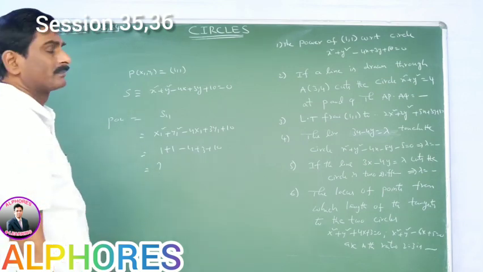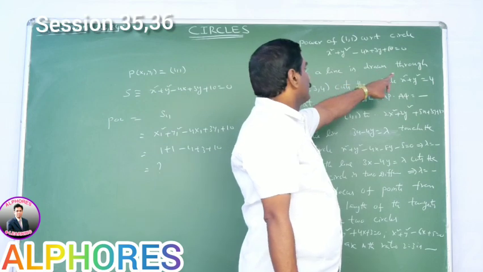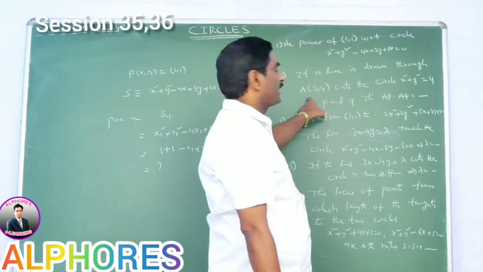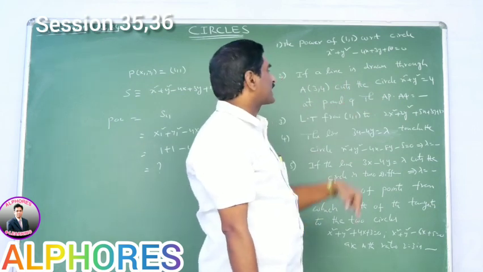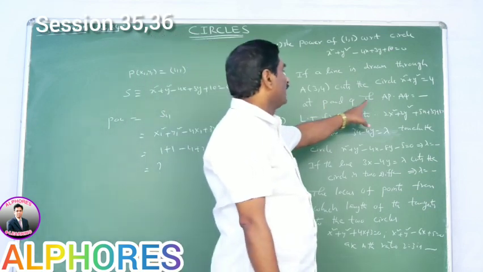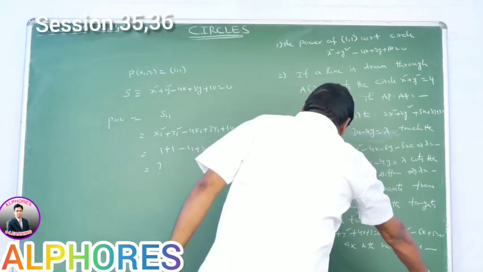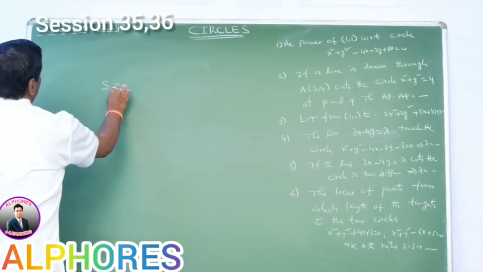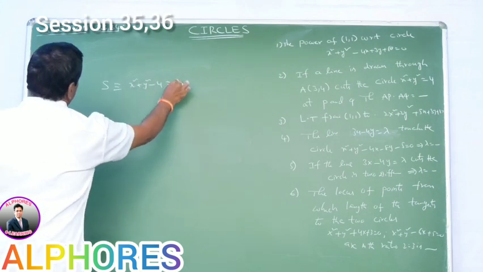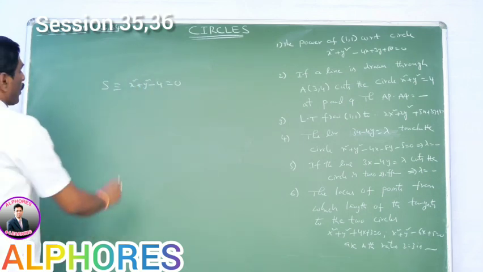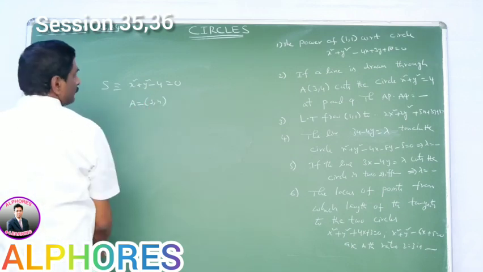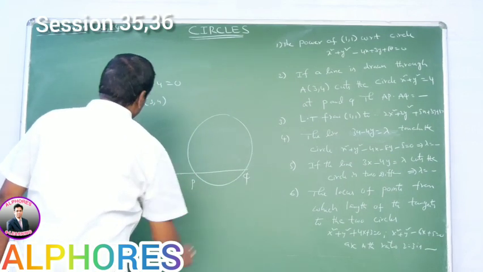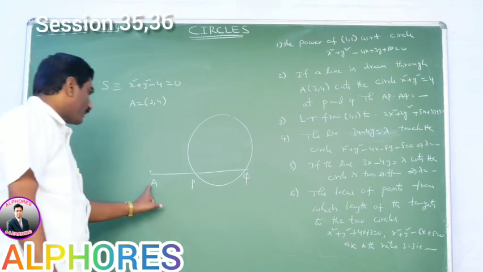Okay. Next, second one. If a line is drawn through A(3, 4) and cuts the circle x square plus y square is equal to 4 at P and Q, then AP into AQ is equal to dash. Here the circle is S: x square plus y square minus 4, so the center is 0, 0. The point A is 3 comma 4. The line is drawn through A and meets the circle at P and Q. Then what is the value of AP into AQ?